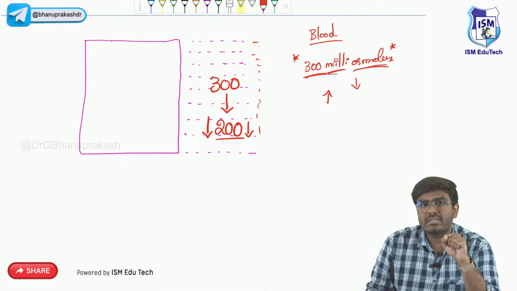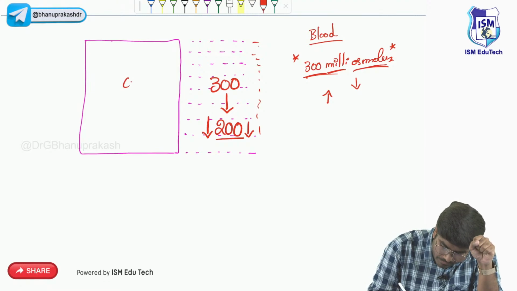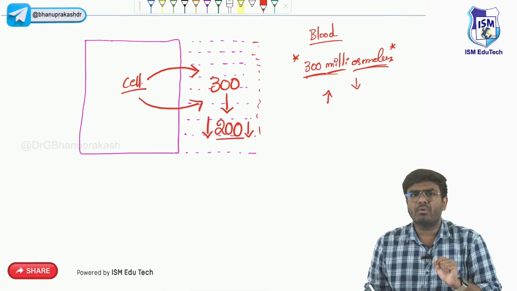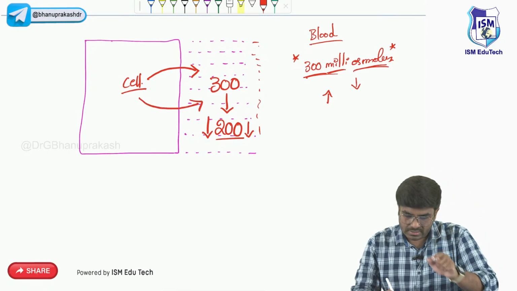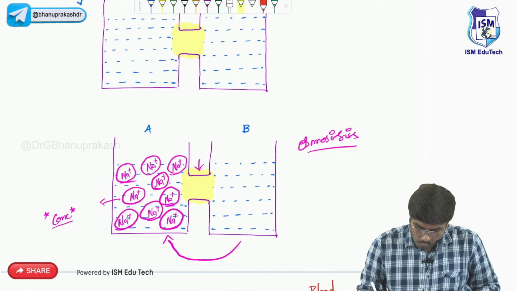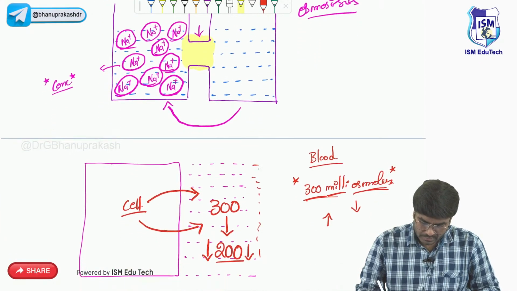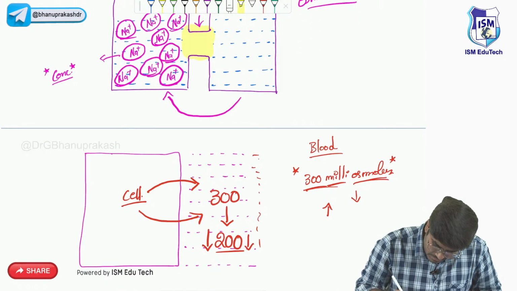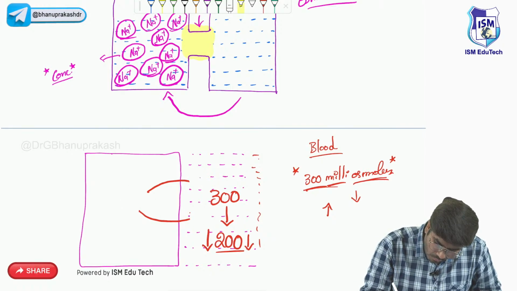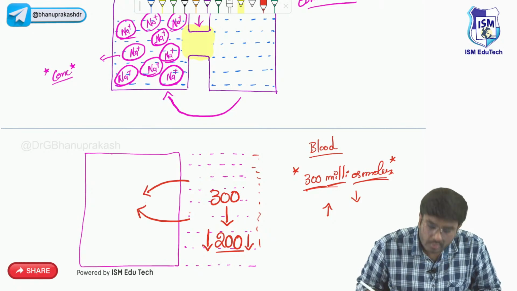Now what happens? From the cell, water will come out. Why is water coming out, sir? Just concentrate on the before condition. Sorry, just one minute, guys. I just made a small mistake. What happens? Water will try to go into the cell. Now water will try to go into the cell.